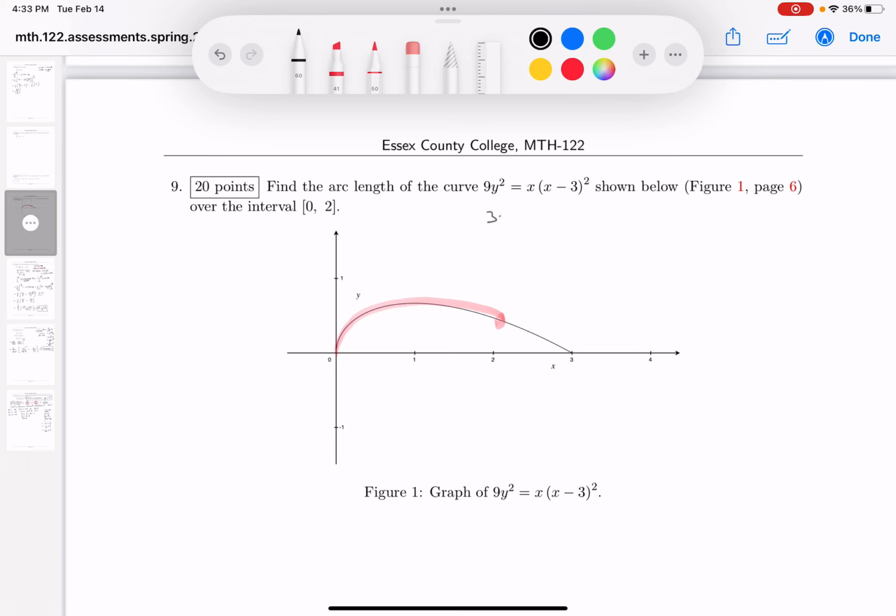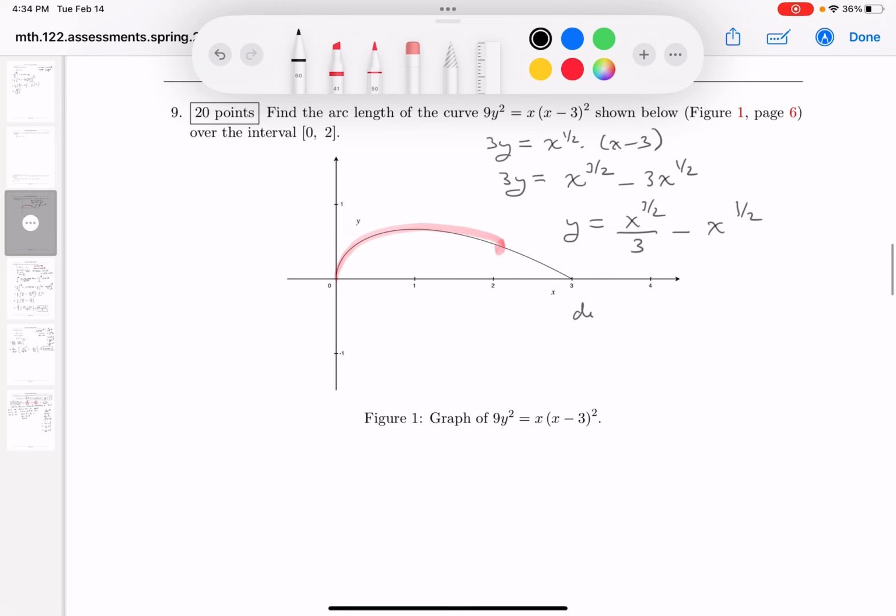So you get 3y equals the root of x is x to the 1/2 times x minus 3. This is 3y equals x to the 3/2 minus 3x to the 1/2. I'm going to divide both sides by 3. You get y equals x to the 3/2 over 3 minus x to the 1/2. I'm going to differentiate it, dy/dx.